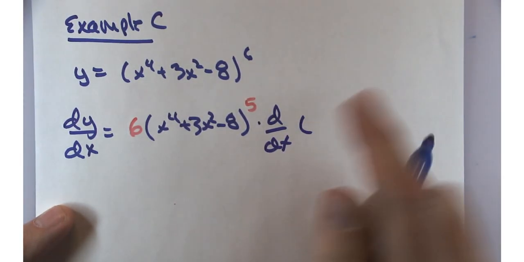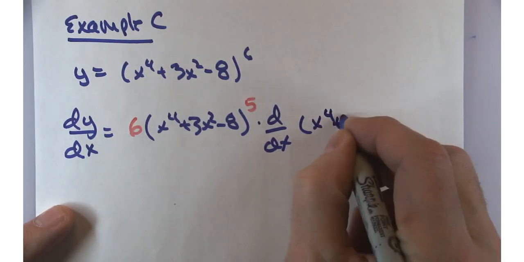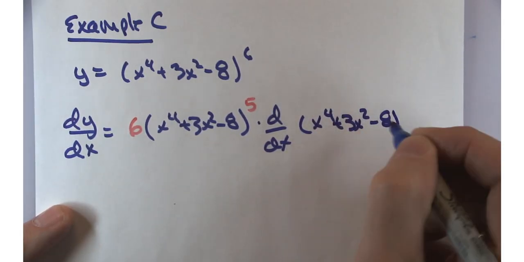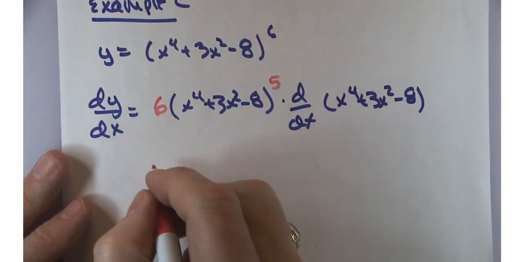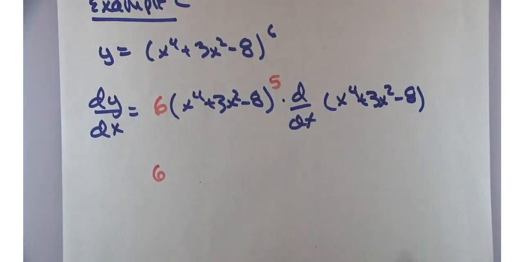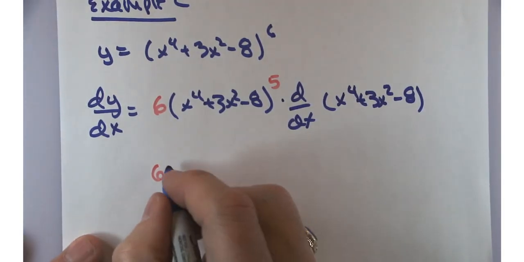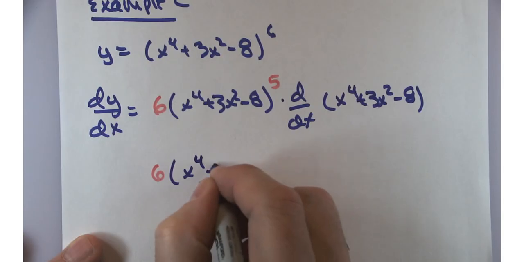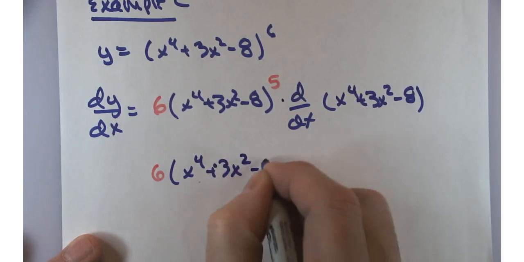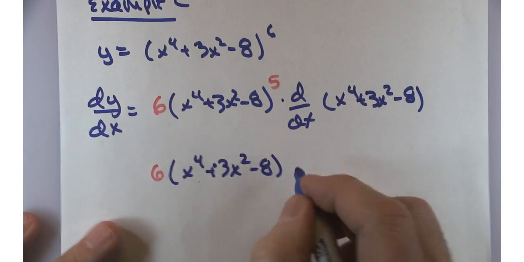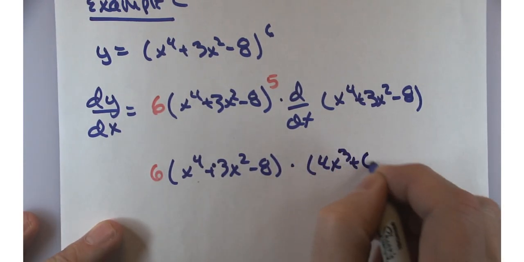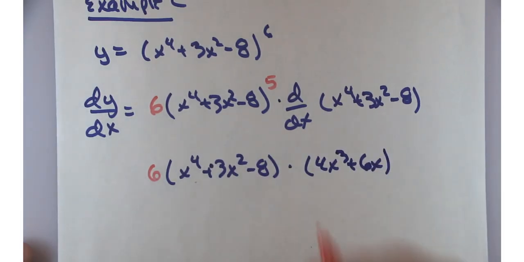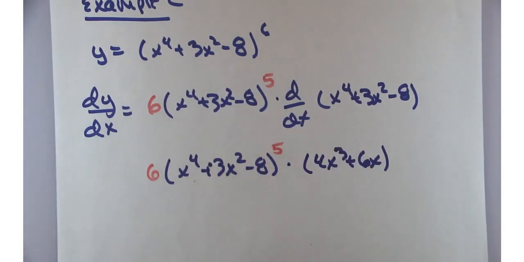So d by dx says I'm going to take the derivative of the inside. So this is the derivative of the outside. Jameson, what's the derivative of the inside? 4x cubed plus 6x. Nice. So we get 6 times x to the 4th plus 3x squared minus 8 to the 5th times 4x cubed plus 6x. And that's about it. You can't really do much more with that unless you wanted to raise that to the 5th power.